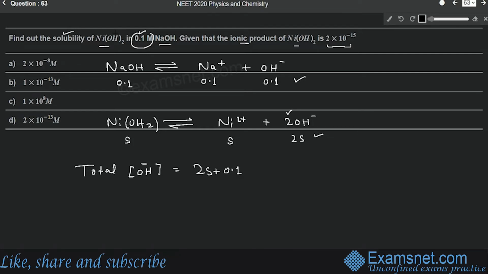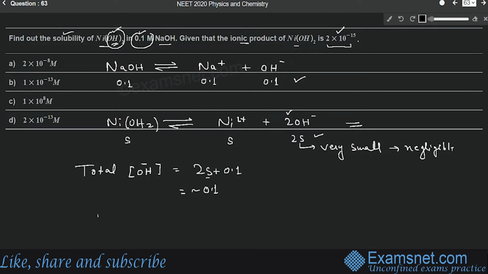Now, what can be figured out from the ionic product? We can see that the ionic product of nickel hydroxide is very small, 2 into 10 to the power minus 15. That means the dissociation of OH in nickel hydroxide will be very low. So if we look at this equation, this 2S will be very small, so we can say it will be negligible. So 2S plus 0.1 can be written as 0.1 because 2S is negligible.